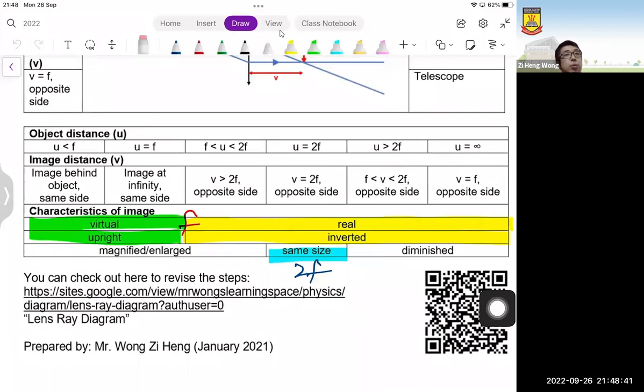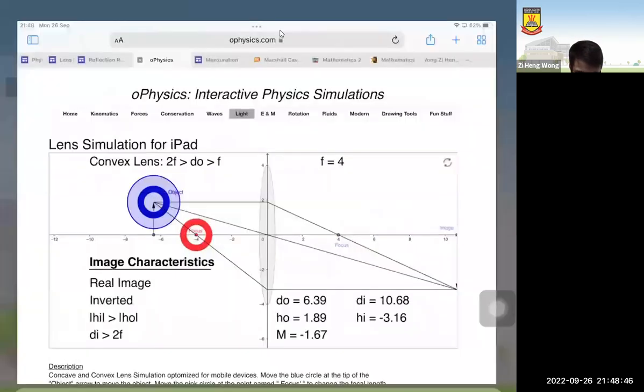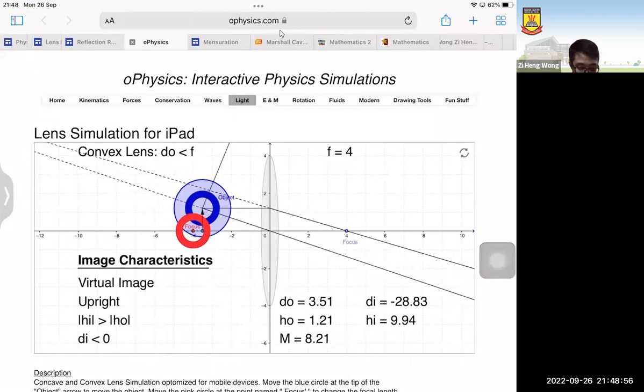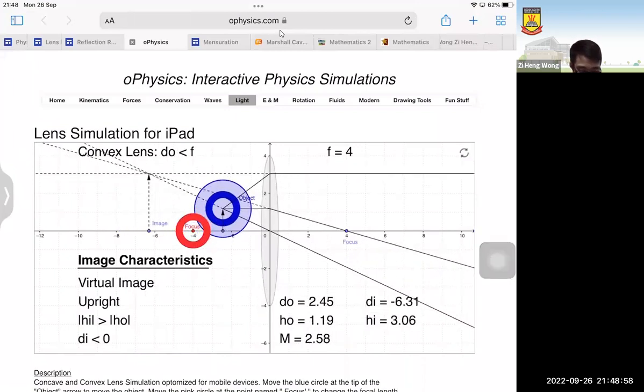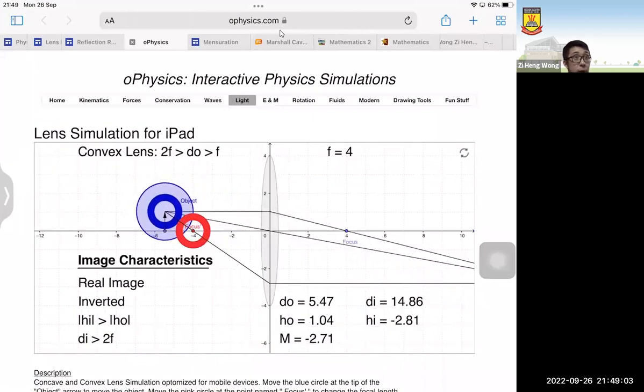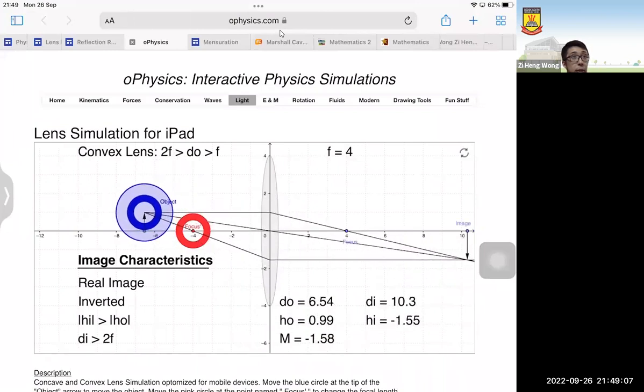So if you want to look at how it transitions, okay, I think in class I showed this example. Okay, this is my focal point of 4. Okay, so my 2F will be 8. So you can see that if now I bring it less than 4, okay, I want it to be a magnifying glass, so less than 4. Then between 4 and 8, this is so-called between F and 2F.